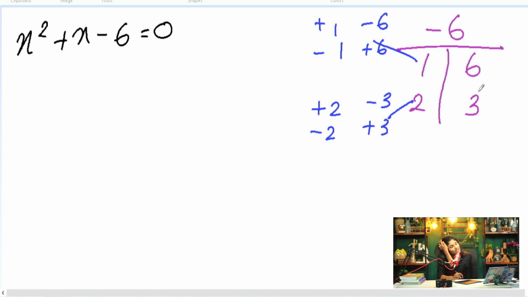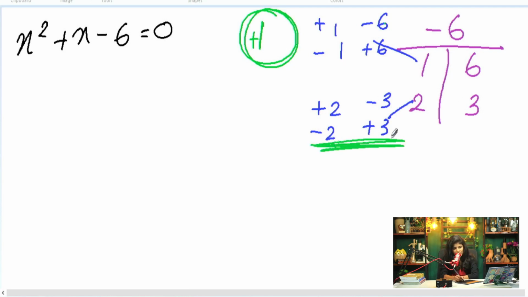Okay. So, how to find the correct one now? The thing is, we have to consider the middle term now. So, what is the middle term? X. X means, what is the coefficient there? Yeah, that is 1. Now, we have to make the positive 1 by simplifying these numbers. Okay, so negative 6 plus 1. Is it positive 1? No, that is negative 5. Here, positive 5. Here, negative 1. And in the last one, positive 3 minus 2. What is the answer? Positive 1. So, this is the solution.